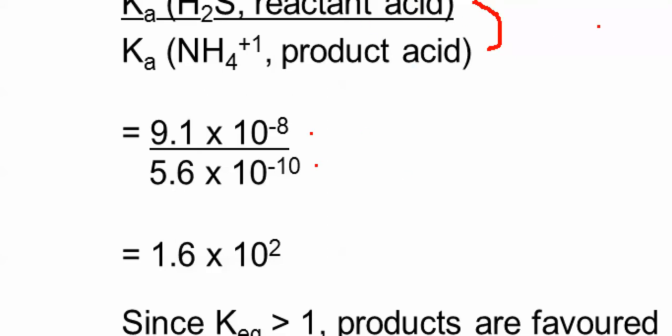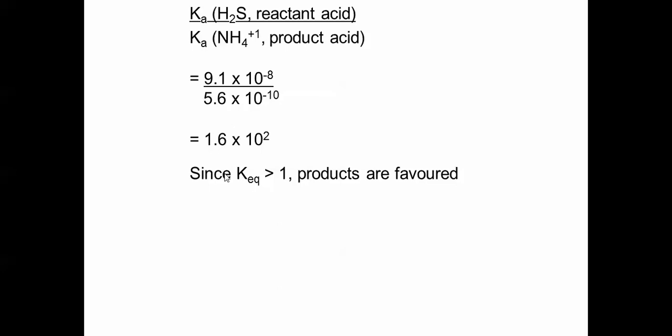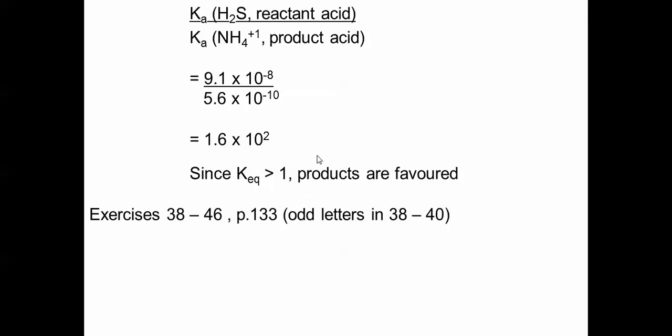Now you got to watch out because these are reversed, right? This is not like the KEQ you're used to, where the products are on top and the reactants are on the bottom, but this is reversed. So make sure that you get that right. Okay, so the reactants go on top when you're comparing the Kas. So the KEQ is greater than 1. Products are favored, which shows that yes, again, the weaker acid is on the favored side.